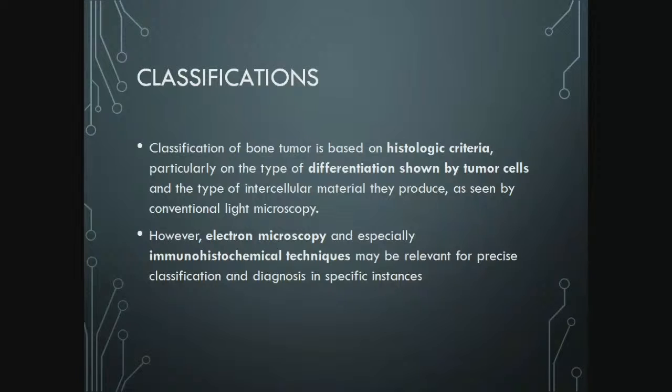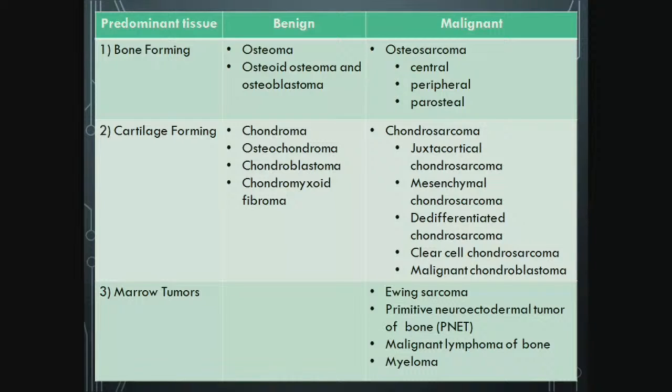So how do you classify bone tumors? Classification of bone tumors is basically based on the histologic criteria. So when you see a particular type of tumor cell which is differentiated, and the type of matrix which this cell produced, the classification is based on these two criteria. Further differentiation of tumors into precise types is done on the basis of electron microscopy and immunohistochemical staining techniques. So we have a simple classification, but quite important from exam point of view.